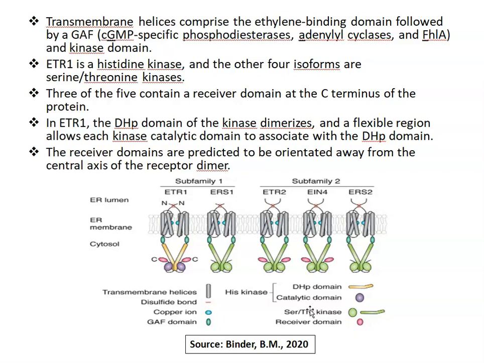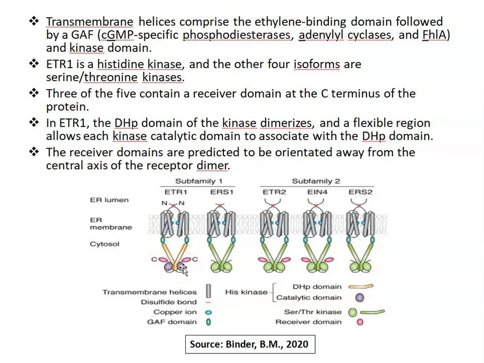So ETR1 is a histidine kinase, and the other 4 isoforms, that is ERS1, ETR2, EIN4, ERS2, are all serine threonine kinases, right? So the kinase domain of ETR1 has a DHP domain, these yellow elongated structures, and a catalytic domain, these purple colored structures. So a histidine kinase has these 2 domains, the DHP domain and the catalytic domain.